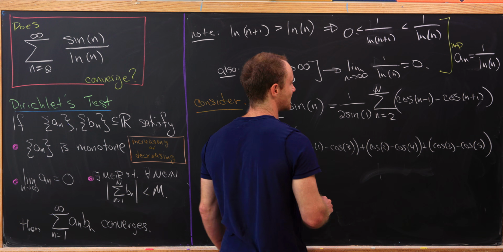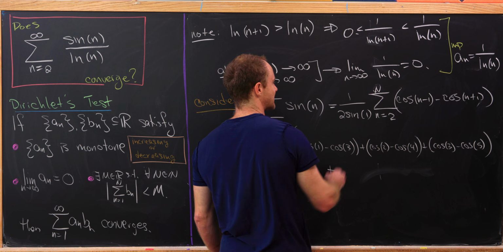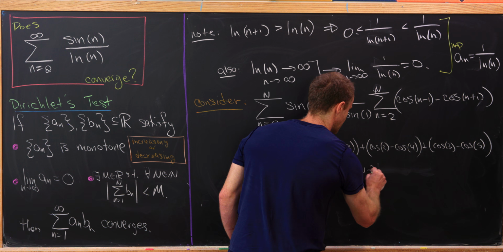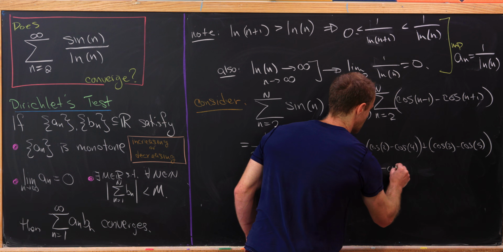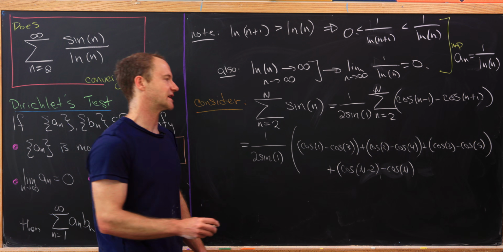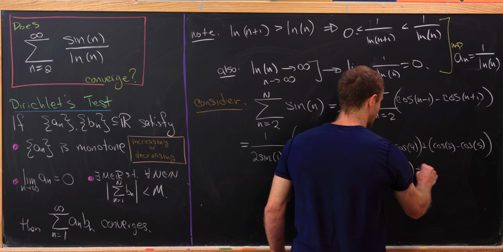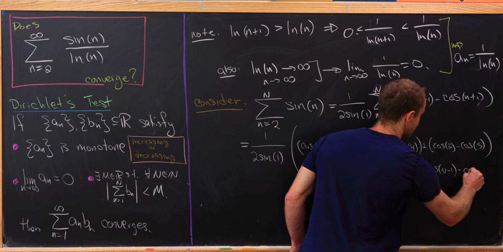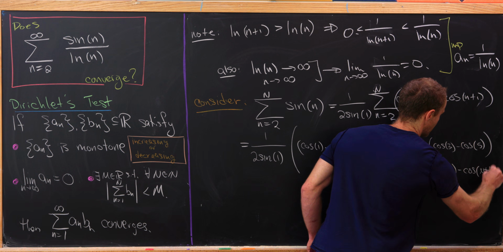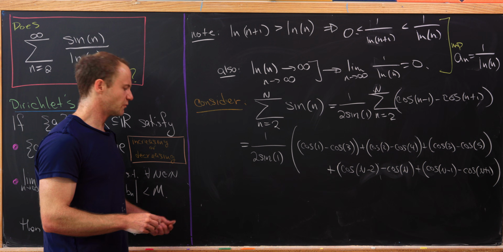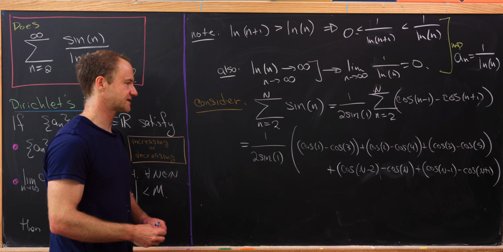And then let's also write the last two terms. So the capital N minus 1 term will be cosine of capital N minus 2 minus cosine of capital N. So like I said, that's the capital N minus 1 term. And then the capital N term will be cosine of N minus 1 minus the cosine of N plus 1. Okay, good. And now let's notice that we can visually see some things canceling.